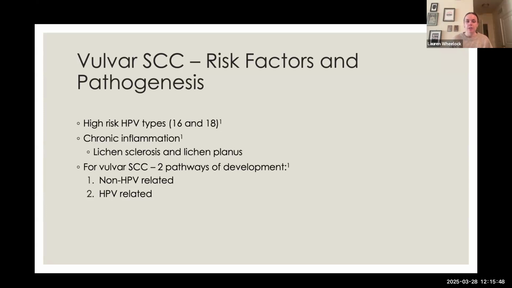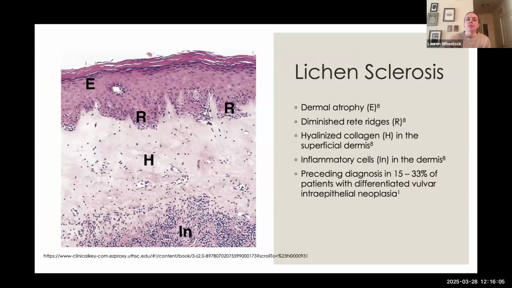Vulvar squamous cell carcinoma can develop, there are two pathways for development. There's the non-HPV related pathway and the HPV related pathway. We'll start with the non-HPV related pathway since two-thirds of all squamous cell carcinoma cases are not related to HPV. So I've mentioned lichen sclerosus quite a few times. It's one of our possible chronic inflammatory conditions that can lead to carcinoma development.